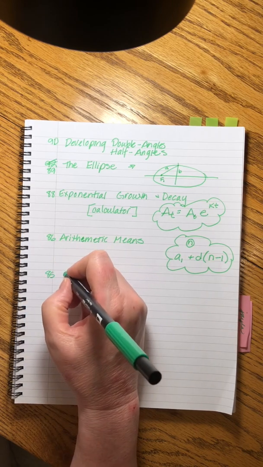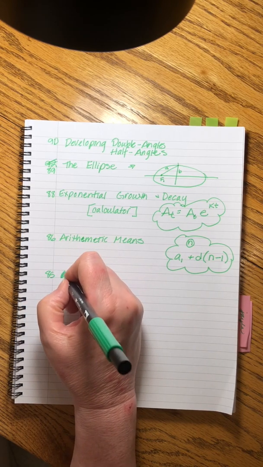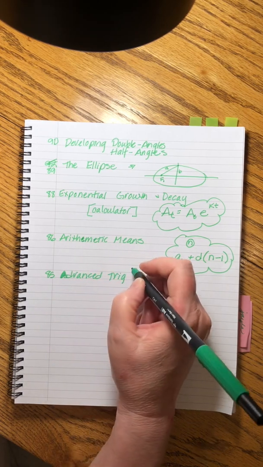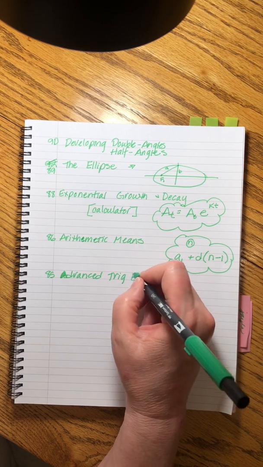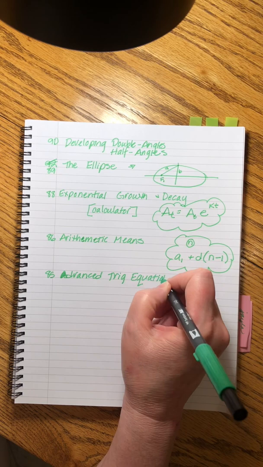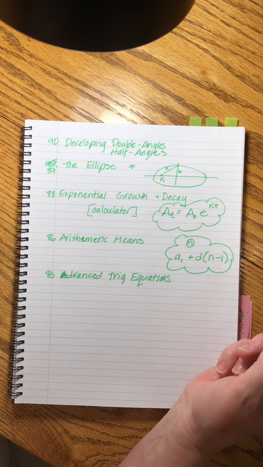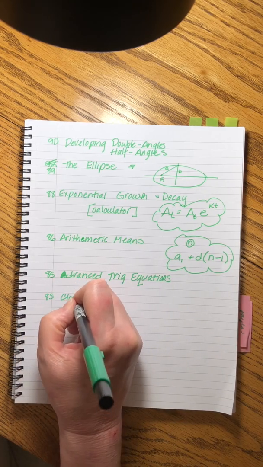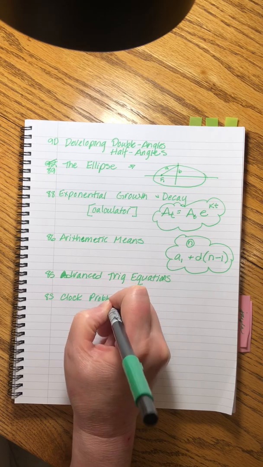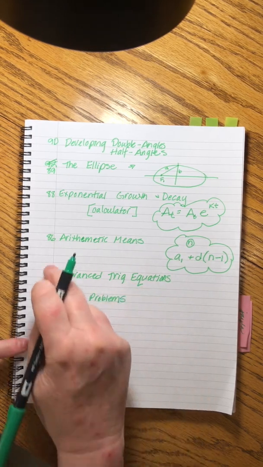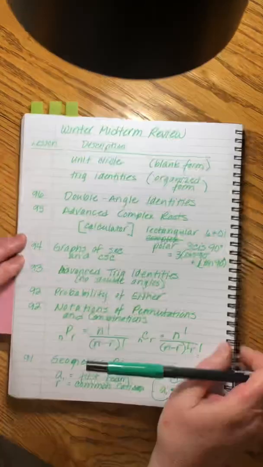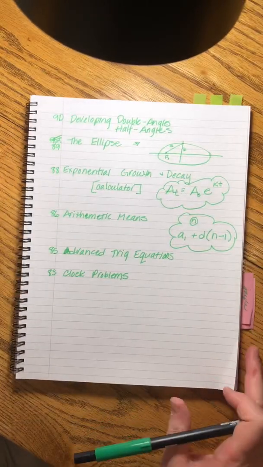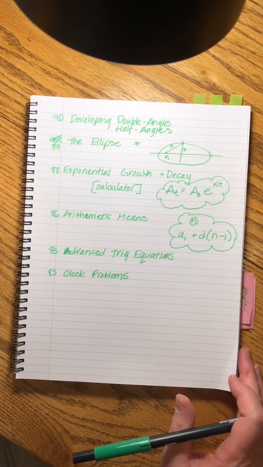85, 2 parts. Advanced trig equations. Oh, I like these too, you guys. These help us use our unit circles. They test so much stuff that we've learned over the year. And then 85 is clock problems. 1, 2, 3, 4, 5, 6, 7, 8, 9, 10, 11, 12, 13. Let's just do one more because 13's bad luck. I mean, I don't really believe that, but.